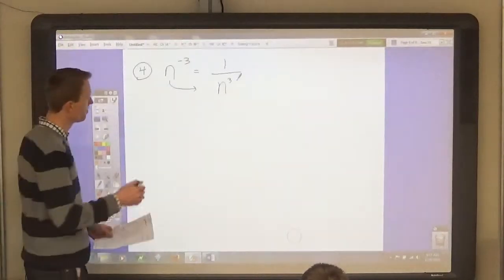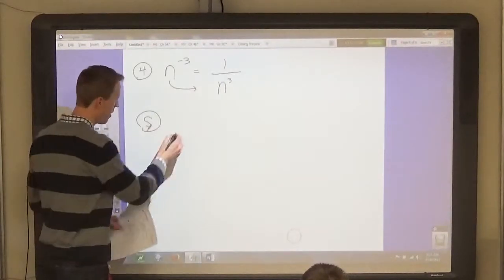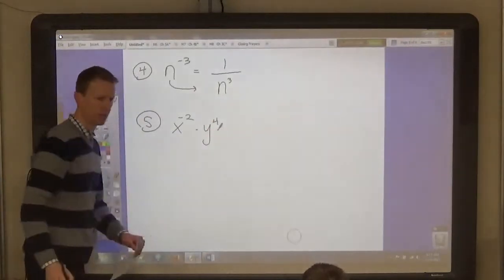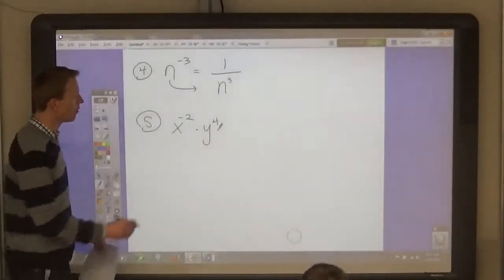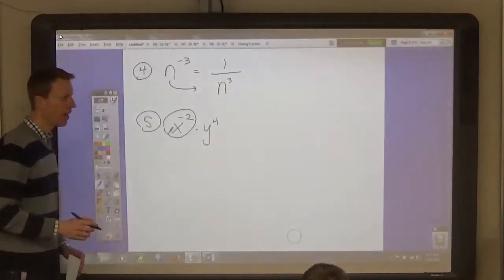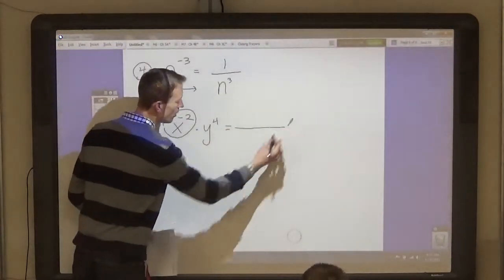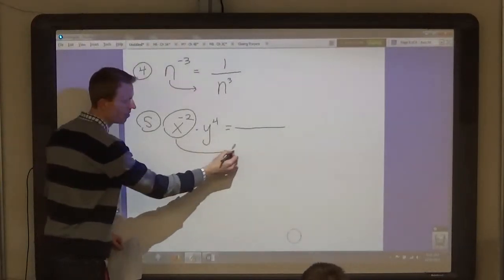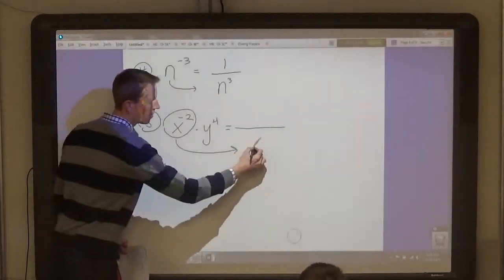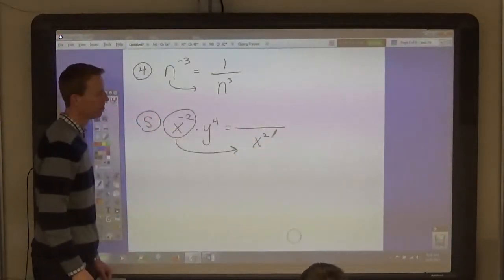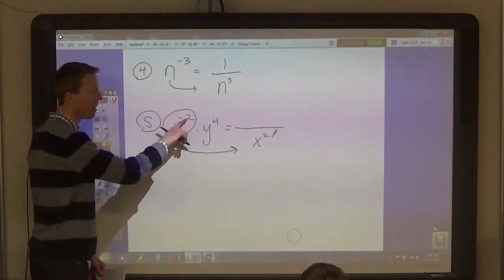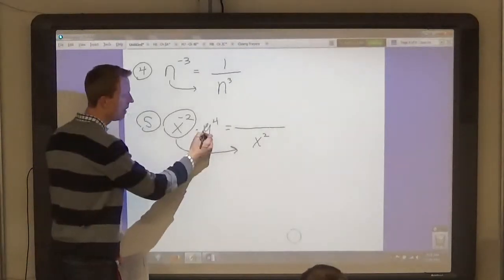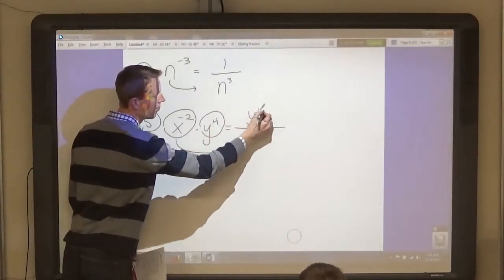Number 5. X to the negative 2 times y to the 4. We have to move this one. That's all we can do on that to simplify it. Where would we move it to? The bottom. Move this one below the line. Instead of x to the negative 2, we move it into the denominator and make it x to the positive 2. And leave this one on the top. Y to the 4.